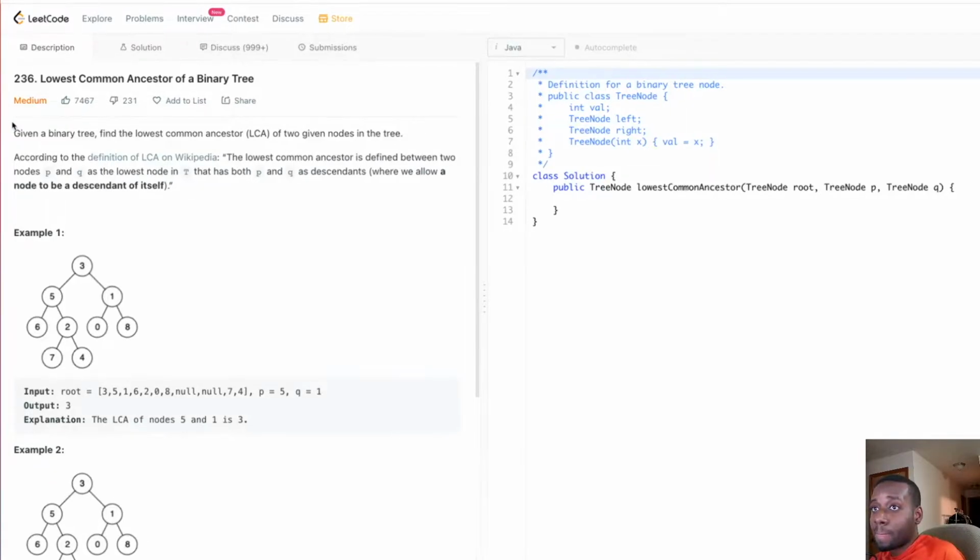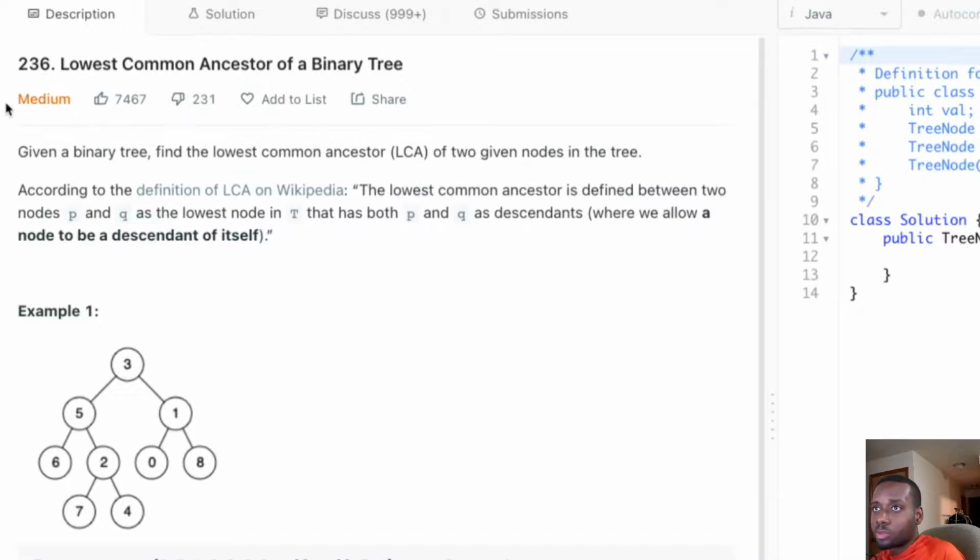All right. So the problem's called lowest common ancestor of a binary tree, guys. So let's read the problem statement. It says, given a binary tree, find the lowest common ancestor of the two given nodes in the tree. According to the definition of LCA, the lowest common ancestor is defined between two nodes P and Q as the lowest node in T that has both P and Q as descendants, where we allow a node to be a descendant of itself.